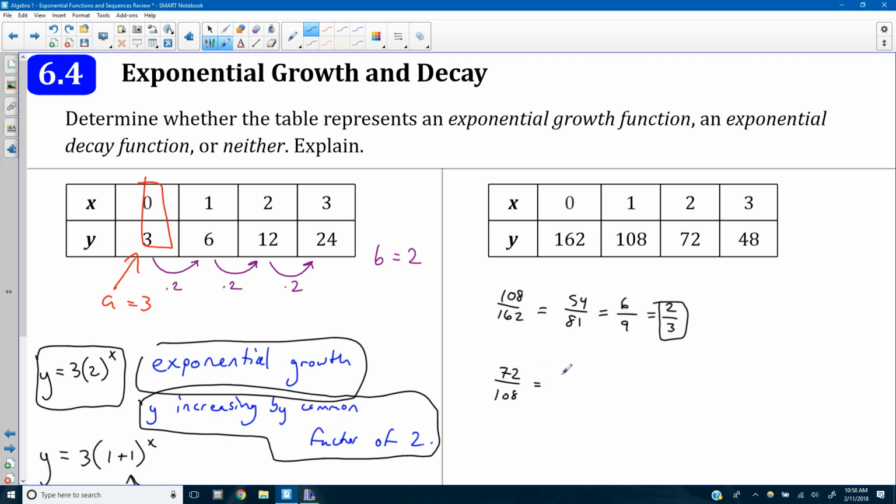72 can divide by 2, 108 can divide by 2, 36 over 54. You might see the same thing as dividing by 9 again. You're like, yeah, I can divide these by 9. So that's going to be 4 over 6, which reduces to 2/3.